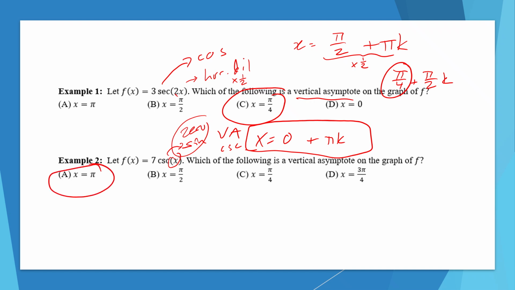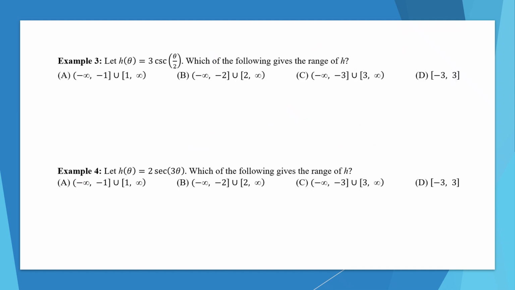Here, assuming k is like 1, you'd get pi, so A would be the correct answer there. All right, so for example 3 here, we have let h of x equals 3 cosecant theta over 2. What can you give the range? So here you're only focused on your amplitude and your midline, which in this case is 0. So we won't really have to worry about that.